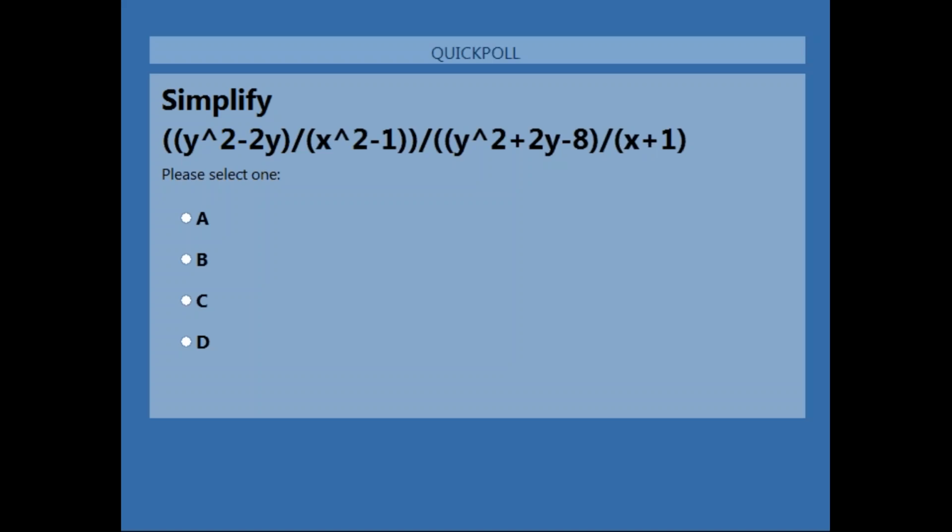I'm going to just wait for a few seconds for everyone to have a chance to participate. It feels good when you participate. Either you have the question wrong or right, it just feels good that you are a part of a team or a class that we work together.